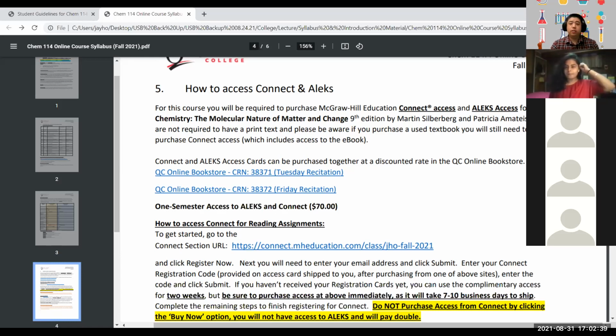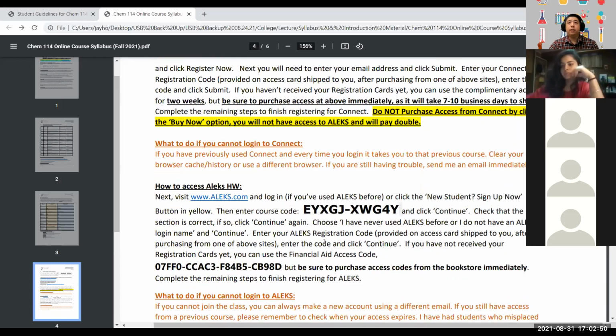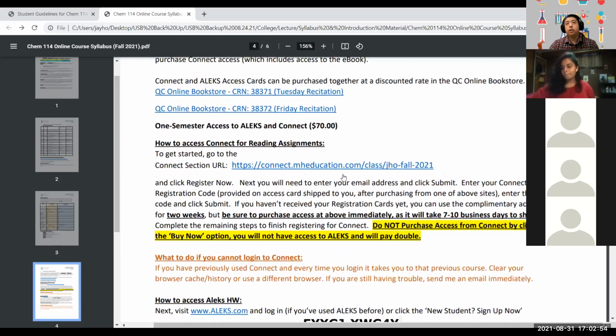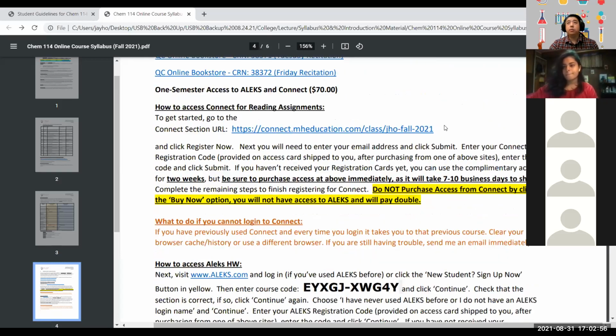Also, to let you know, if the bookstore is taking a while, generally speaking, you get 2 weeks of free access immediately. The second you signed up for everything, you automatically get 2 weeks of courtesy access. If you look down here, there is a financial aid code that automatically gives you 2 weeks of Alex. And then the second you sign up for Connect here, it automatically gives you 2 weeks. Now, obviously, I recommend, if you haven't done so yet, by the end of today, you should go ahead and order the stuff from the bookstore. The reason why is because I see some of you are mentioning it takes a while for the bookstore to send you a code.